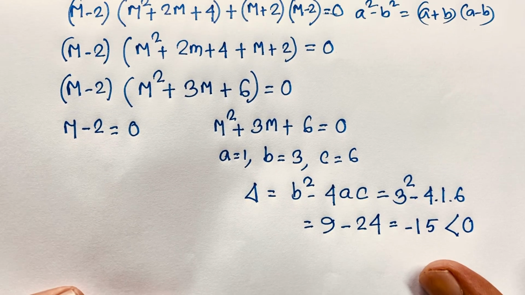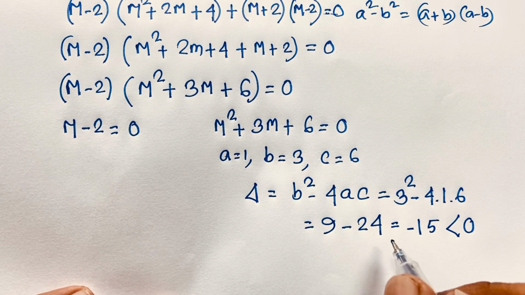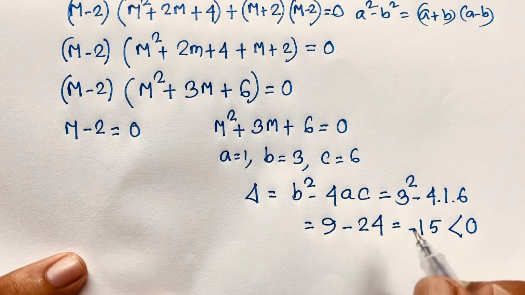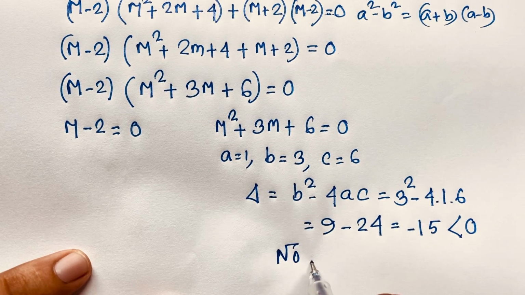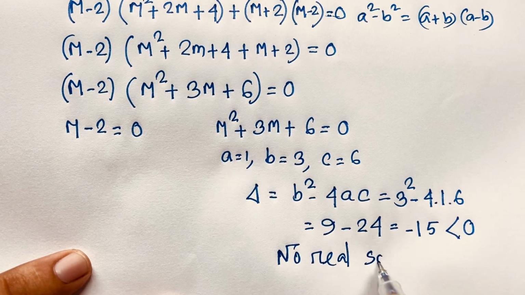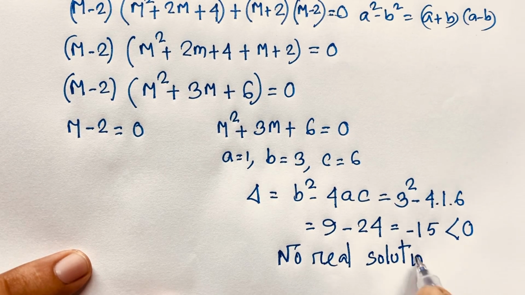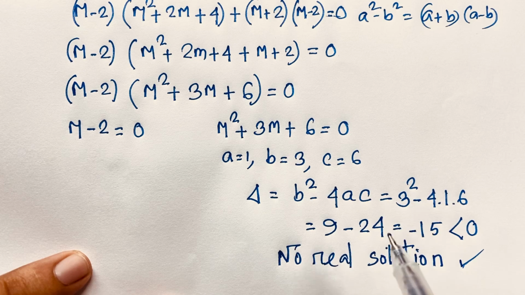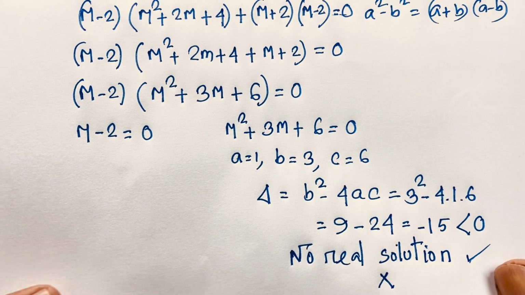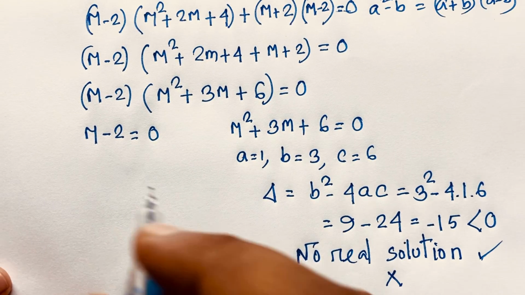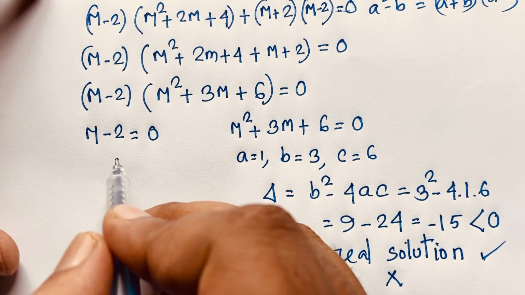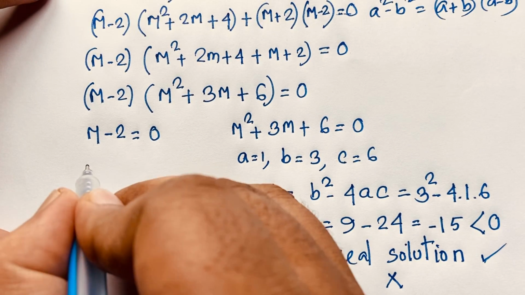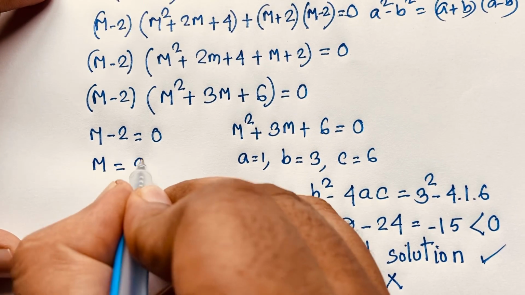So we always find a complex number, a complex solution. Here there is no real solution, it is an imaginary part. Now this is rejected, but our real solution is what? Here m minus 2 is equal to 0. So you can see easily that m will be 2.